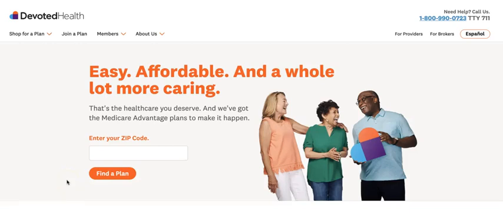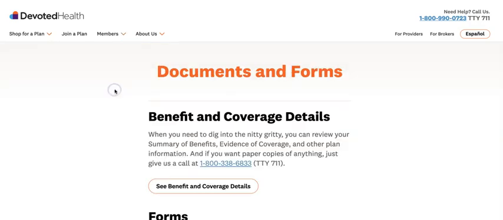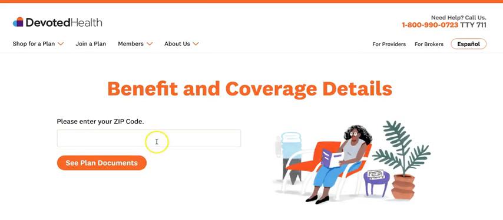This will be a quick demonstration of how to use our low-income subsidy grids to be able to determine an individual's premium as well as their cost share amounts for prescriptions if they have low-income subsidy. Simply go to devoted.com, click on the Members section, and you can go down to either the Documents and Forms or Prescription Drugs section. Either way, you want to get to the benefit and coverage details.